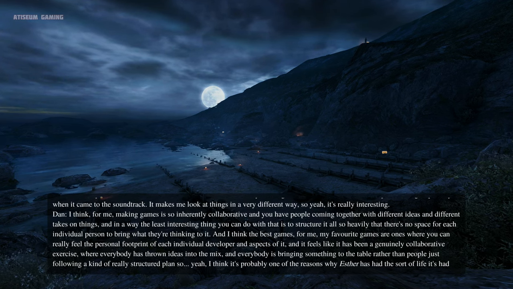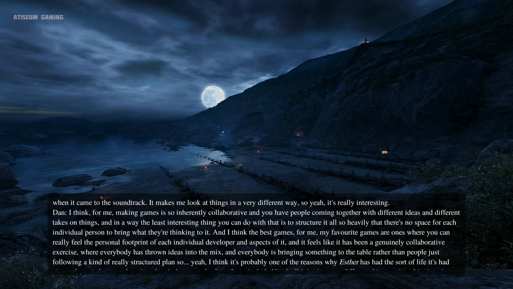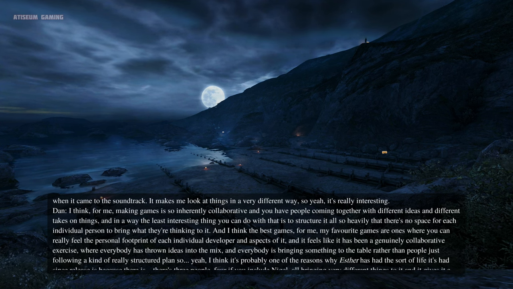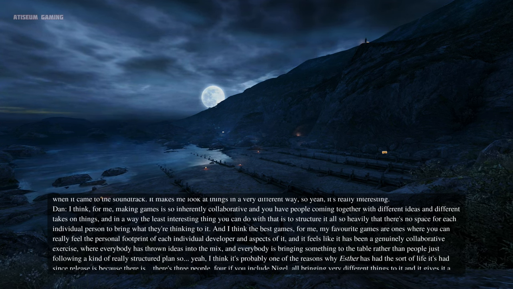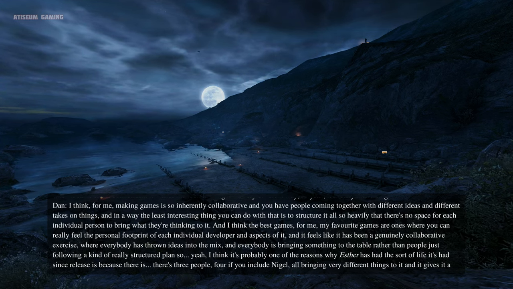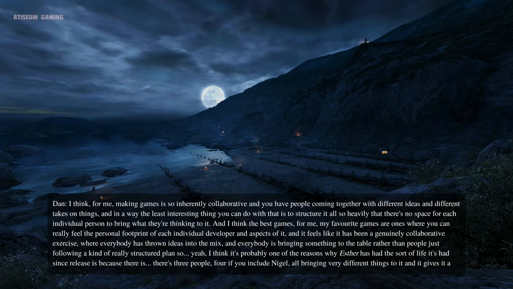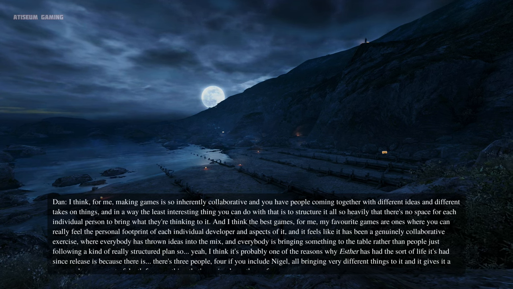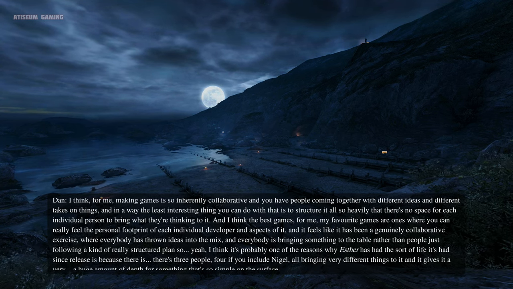So, yeah, I think it probably is one of the reasons why Esther has had the sort of life it's had since release, because there's three people, four people if you include Nigel, all bringing very different things to it, and it gives it a huge amount of depth for something that's so simple on the surface.